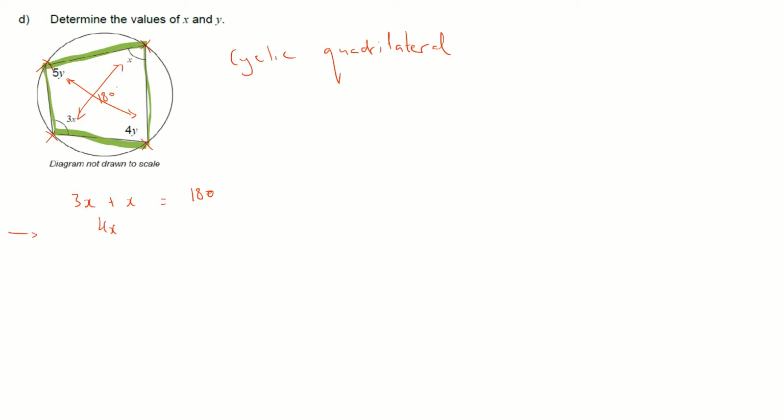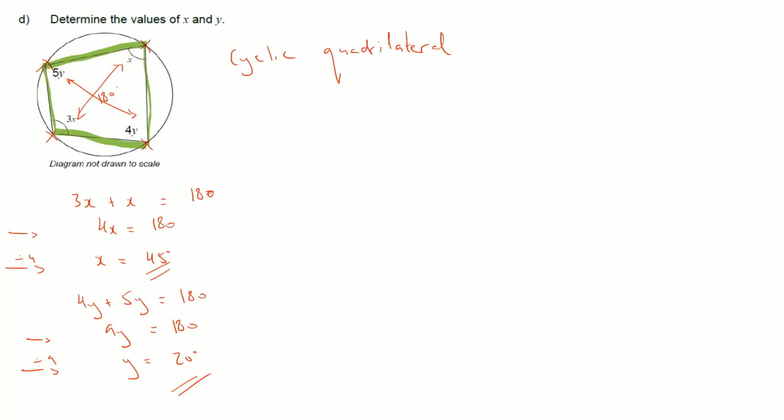That means that 4x equals 180. And if you divide by 4, then you get that x equals 45 degrees. So x is done. Same for y then. Look, I can legitimately write down 4y add 5y is 180 degrees because they're opposite angles. That means that 9y is 180, which means if I divide by 9, I will get that y is 20 degrees. Very easy. And that's that question done.